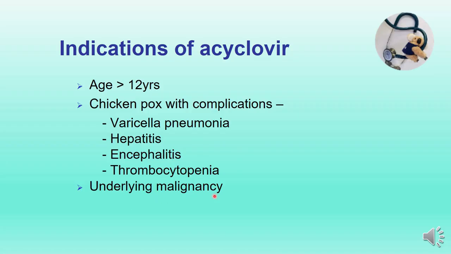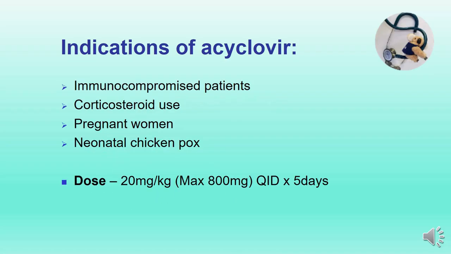And if there is underlying malignancy, other indications are immunocompromised patients. Can be primary immunodeficiency disorders, which are usually the genetic disorders, and secondary immunodeficiency disorders like HIV infection, tuberculosis, or severe malnutrition. And corticosteroid use, here also the child is immunocompromised. So long-term use of steroid, those conditions require acyclovir treatment. And pregnant woman, neonatal chickenpox.